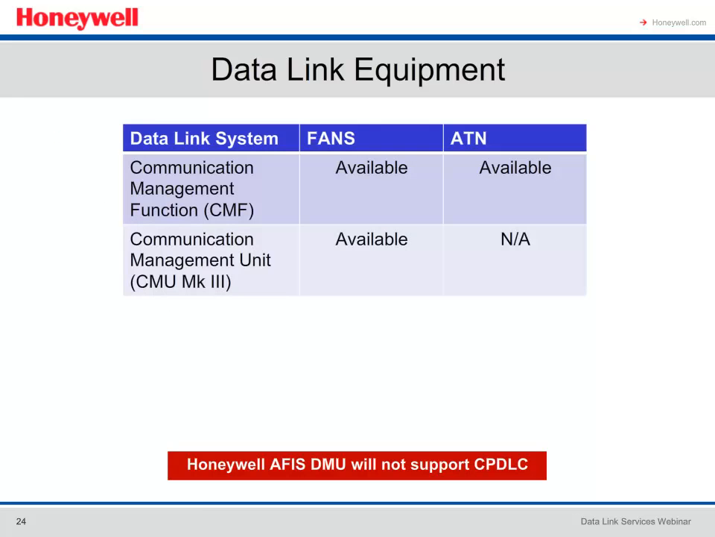As previously mentioned, the Communication Management Function, or Communication Management Unit, is one of the components that is needed to gain access to CPDLC and data link services. Most of the newer generation aircraft with Primus Epic avionics are equipped with the Honeywell CMF, which can provide services to both the FANS and ATN networks. The CMU Mark III has been designed as a retrofit option for fielded Honeywell Avionics DMU equipment and offers FANS capability and is available today for some aircraft types. Honeywell is currently in the process of developing a retrofit ATN solution.